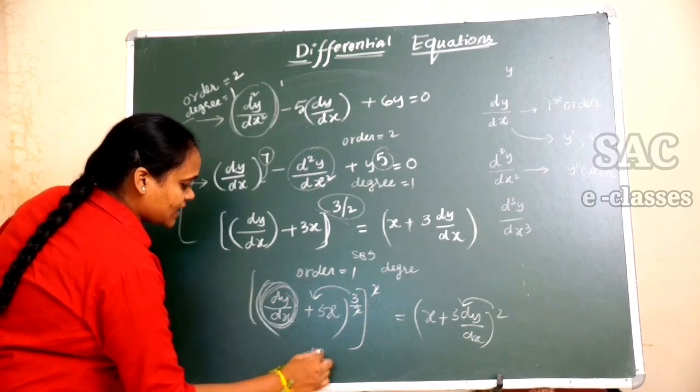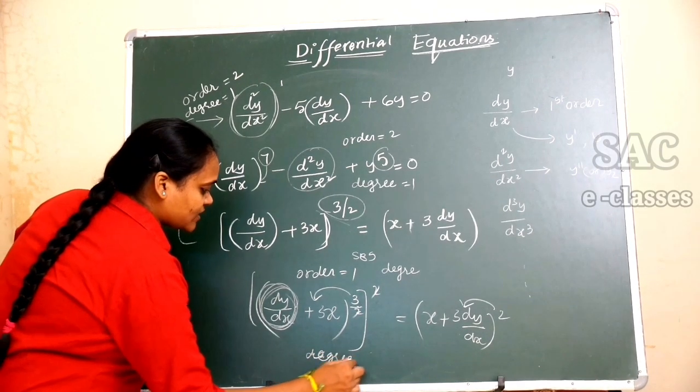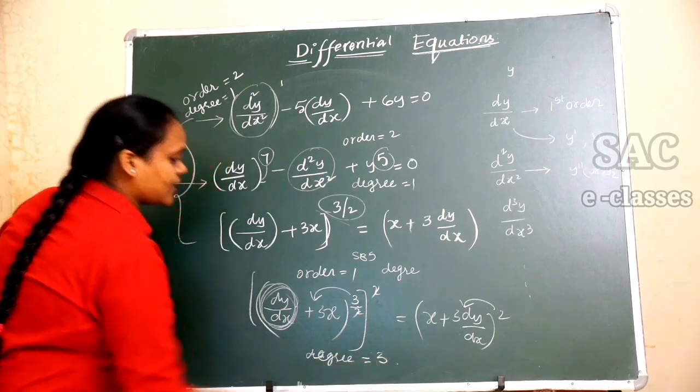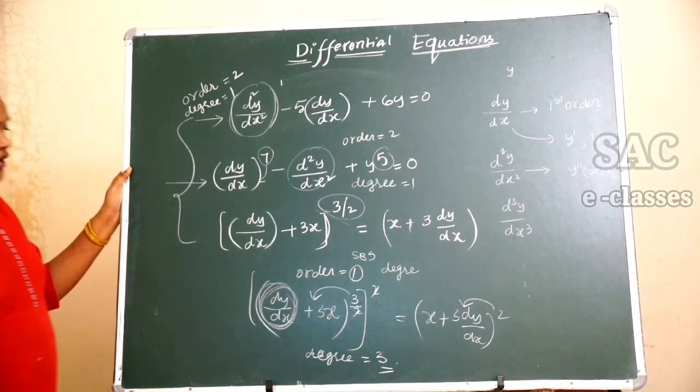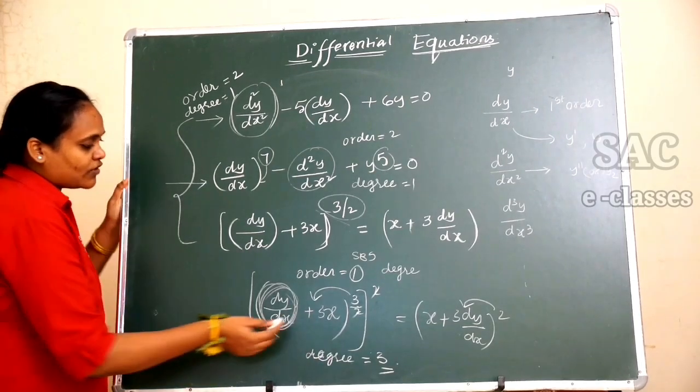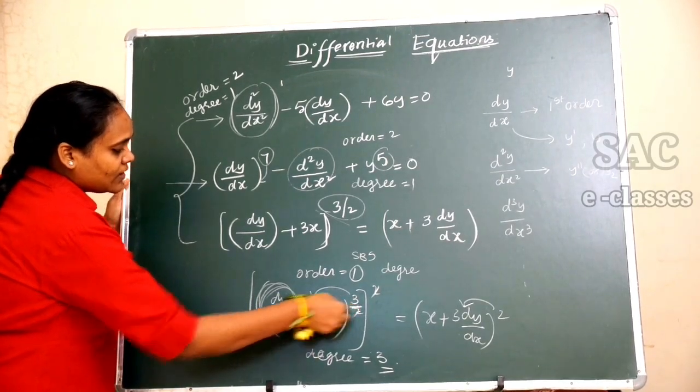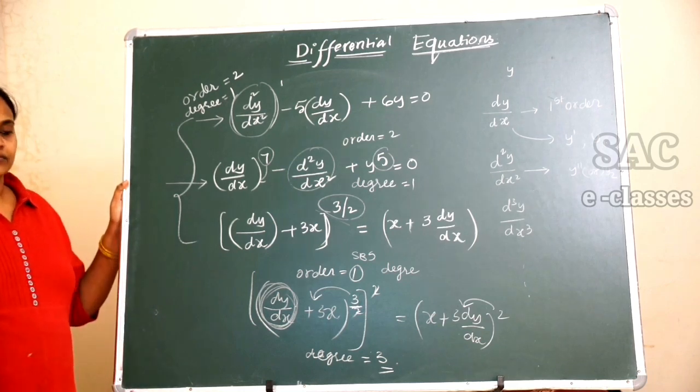Then what is the degree? The degree of the differential equation mentioned is 3. So order is 1 and degree is 3. You will get the degree by expanding also, but without expanding also we can identify it based on the power of the given term.